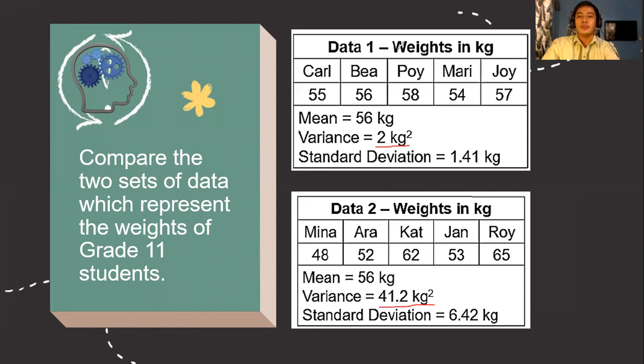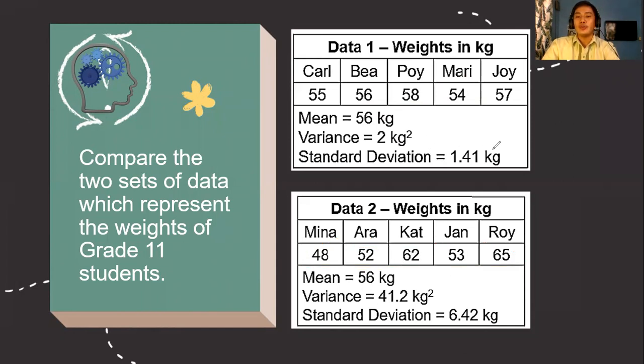Notice that the weights in data 1 are closely related to each other. So this is more homogeneous. The variability is low because they are close to each other. While in here, the lowest value is 48 and the highest value is 65. So therefore, there is more variability on this set.